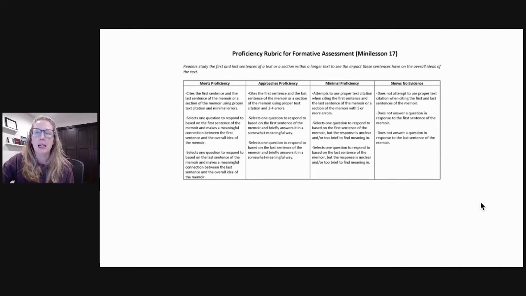And it really laid out what it looks like when a student is approaching proficiency, having minimal proficiency, or showing no evidence. So not only is it clear to me where students are, but it would also be clear to students as they're looking at their own, or as a peer is looking at theirs. So here we go into the 6 different strategies.